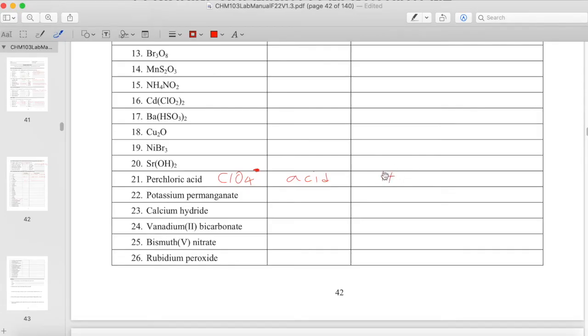And then of course you just need the perchlorate formula. So HClO4 is your perchloric acid. For all the others, of course, you need to know.